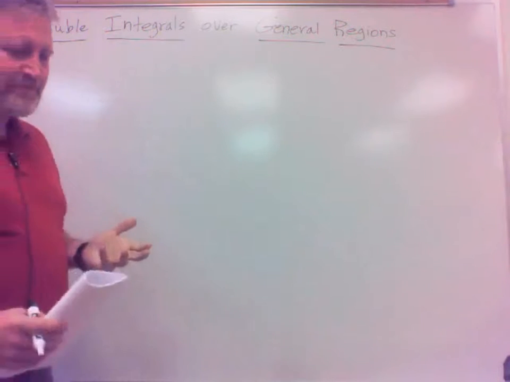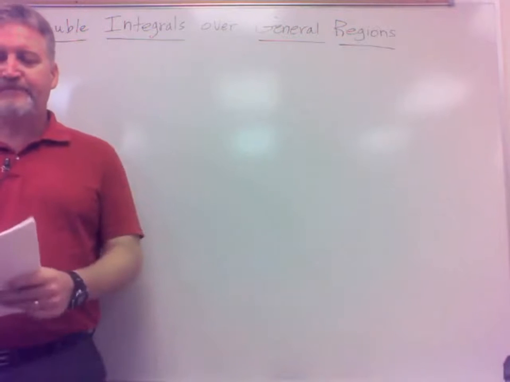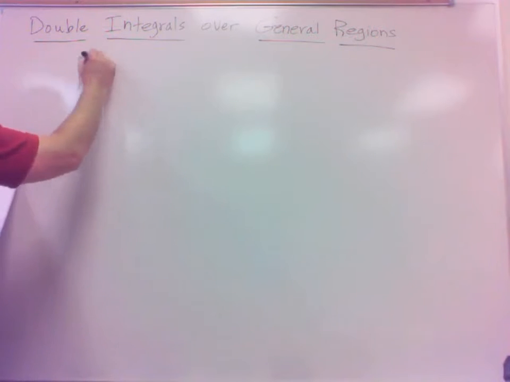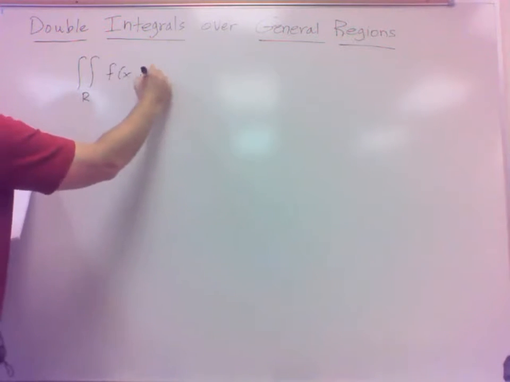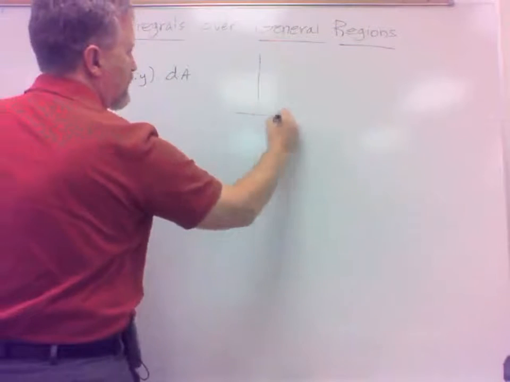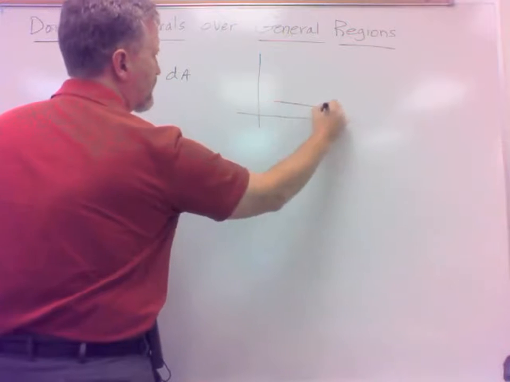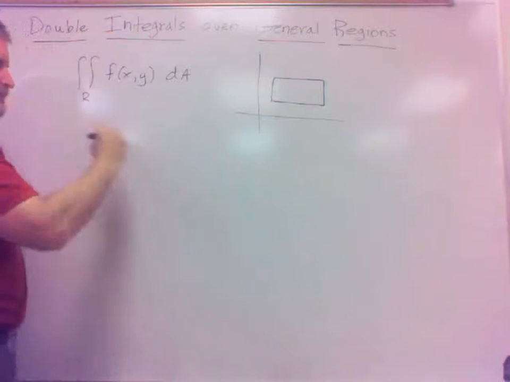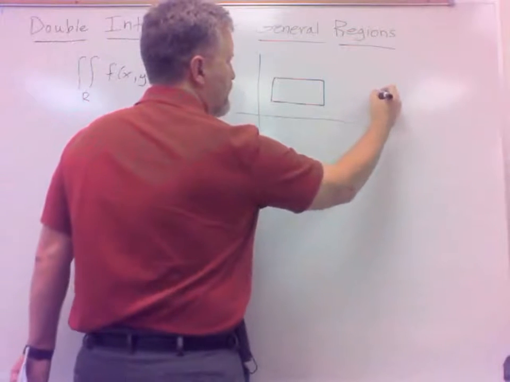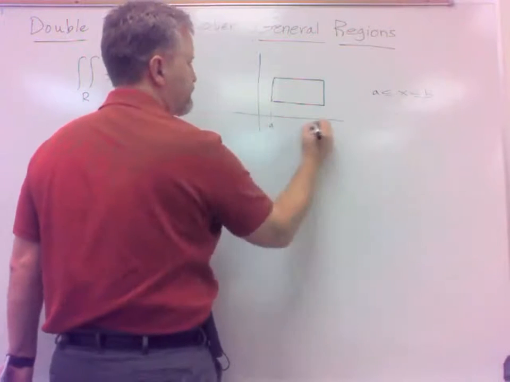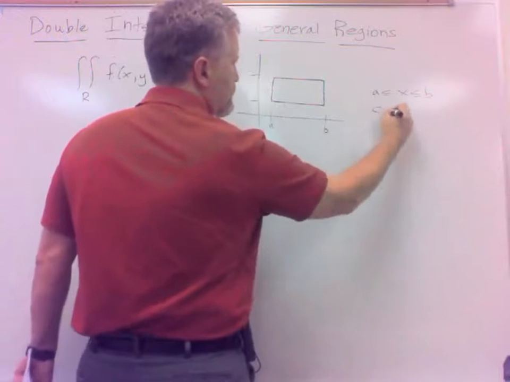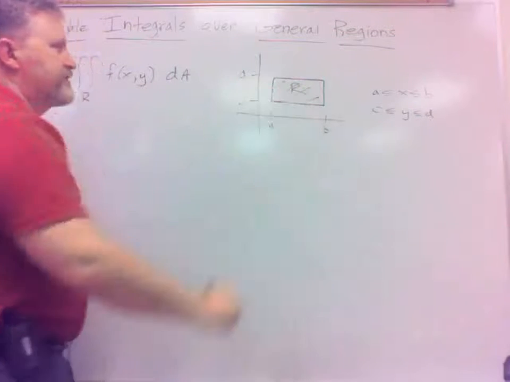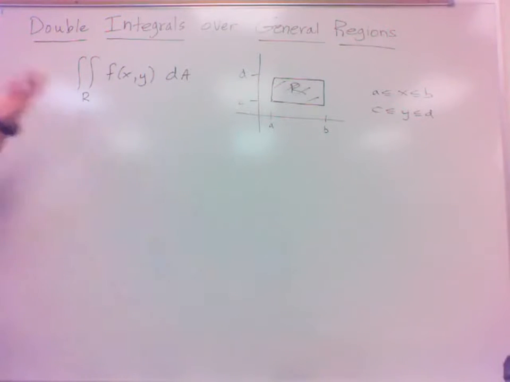Okay, so in the previous section, we talked about double integrals, but the double integrals we talked about were over a rectangular region for both x and y. The x ran between a and b, and the y was between c and d. So that set up a rectangular region that we were integrating over for our particular two-variable function.